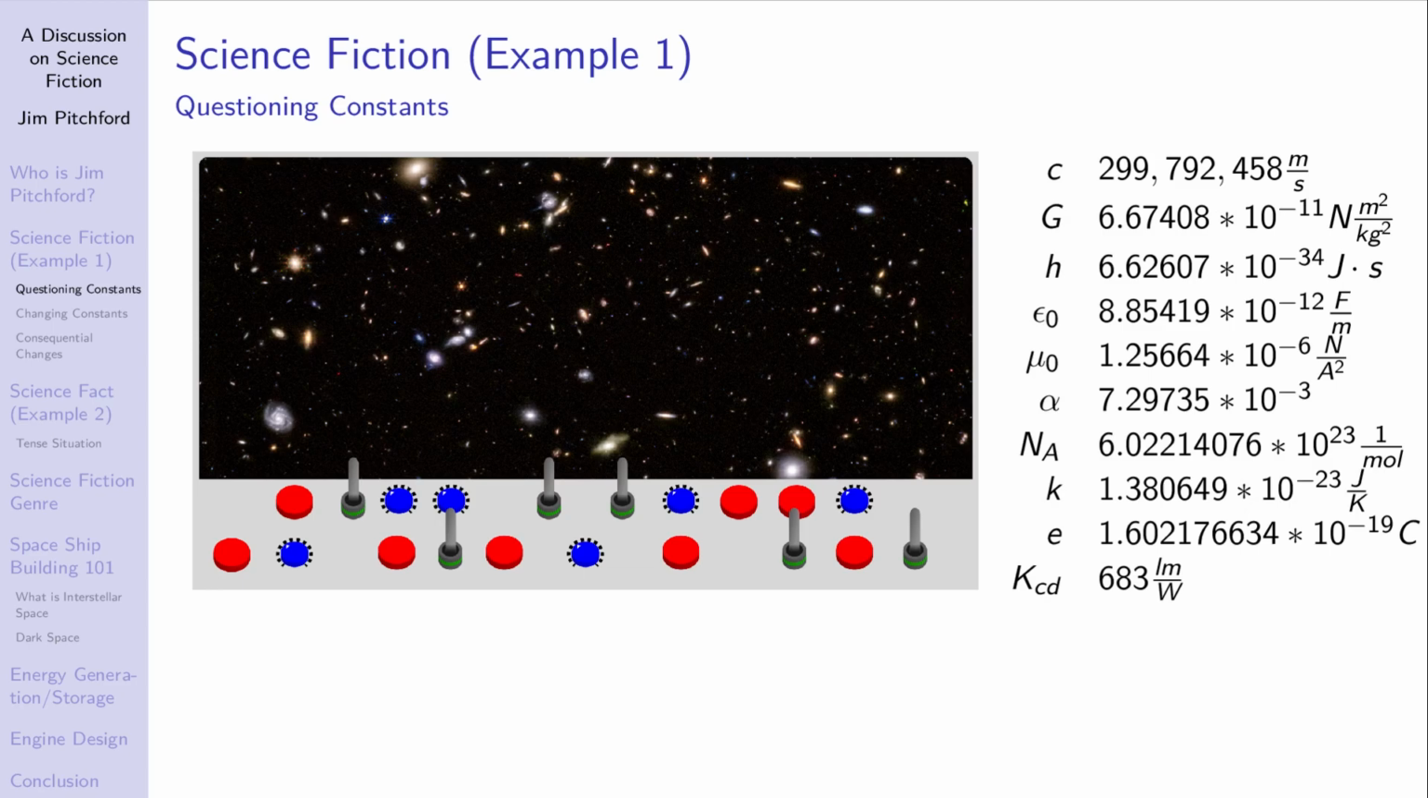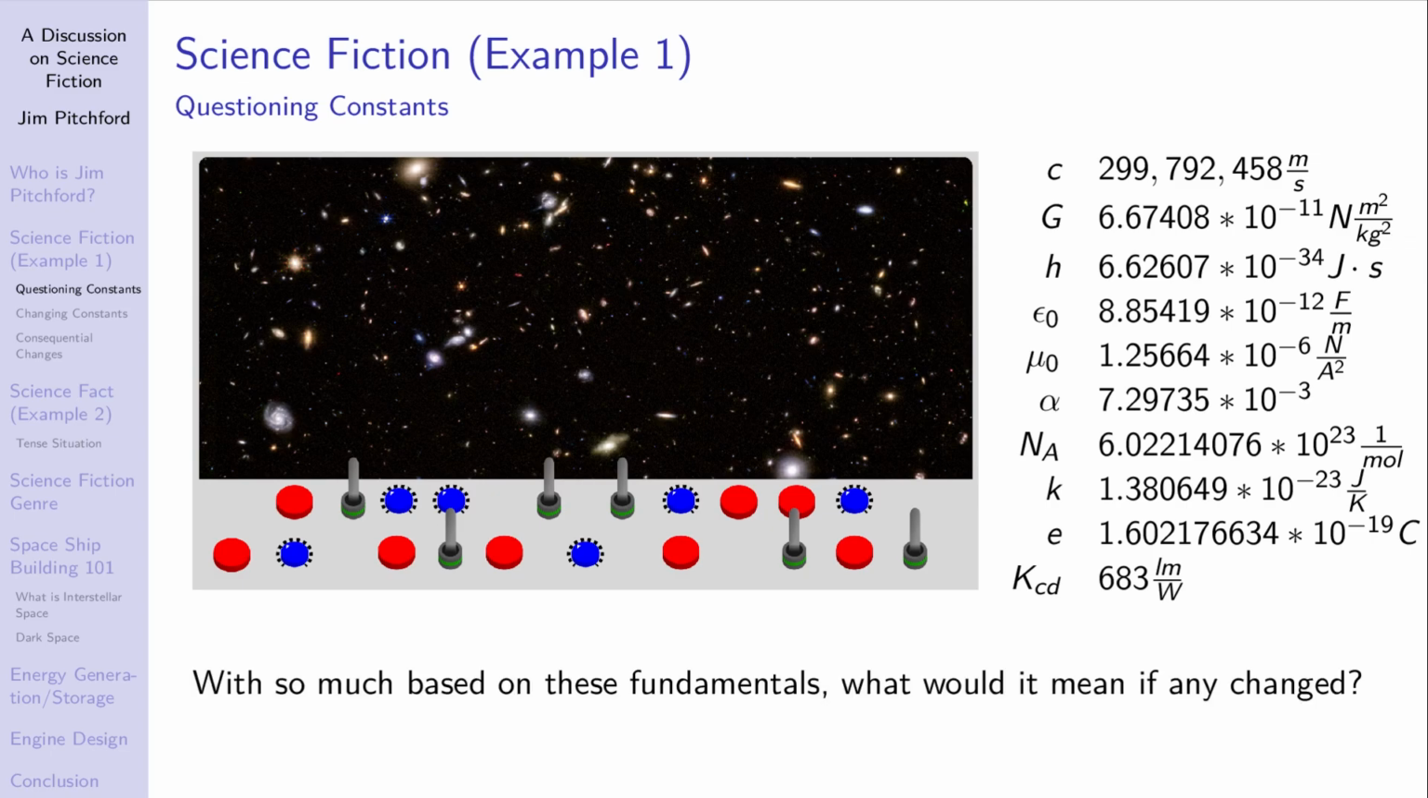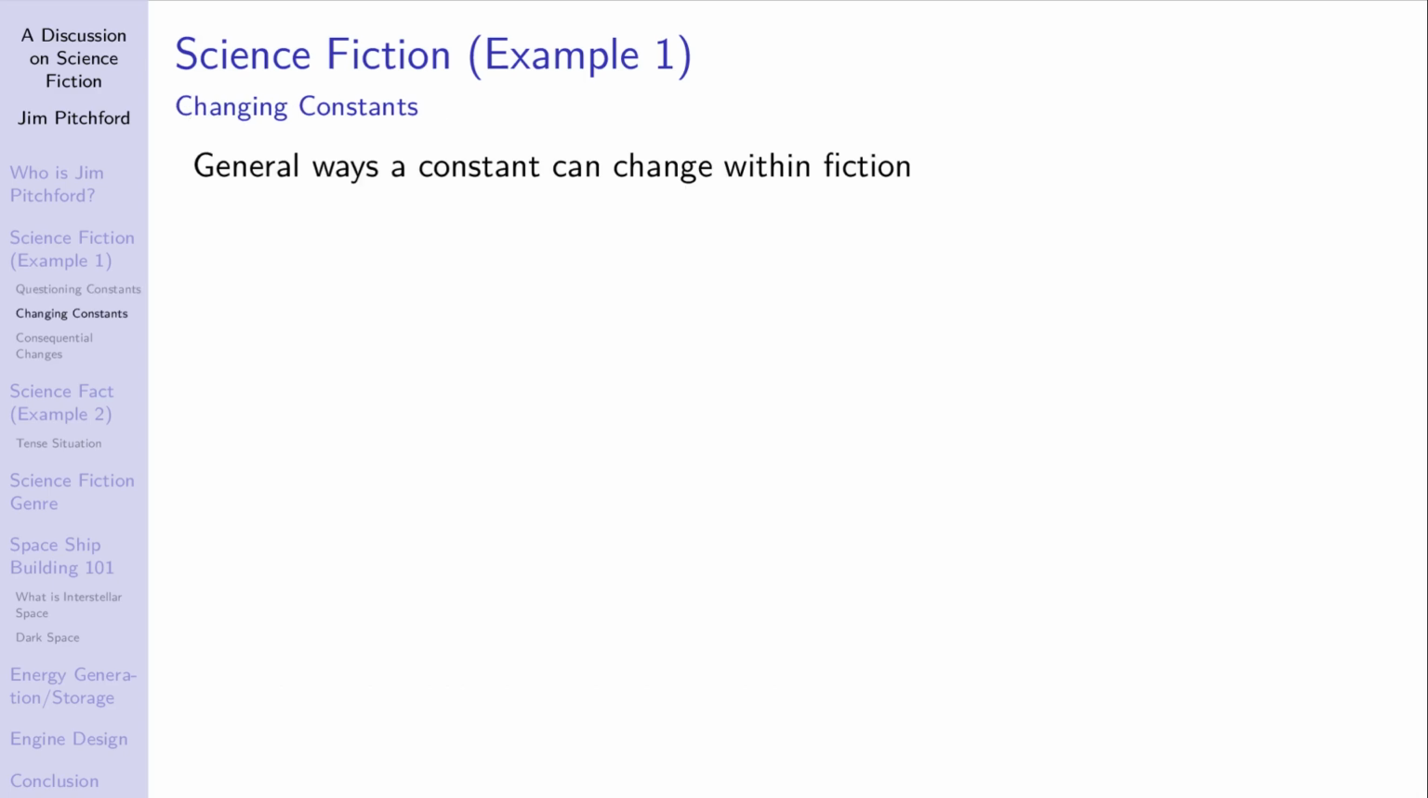So here we have some of those fundamental constants: the speed of light, gravitational constant, Planck's constant, vacuum electric permittivity constant, vacuum magnetic permittivity constant, fine structure constant, Avogadro's number, Boltzmann's constant, the elemental charge, and the luminous efficacy constant. So yes, we're not allowed to change these because things can go real bad if we do. But this is science fiction, so let's actually consider what would happen if they were to change. I think a good first place to start is to consider, generally speaking, what this change would appear as.